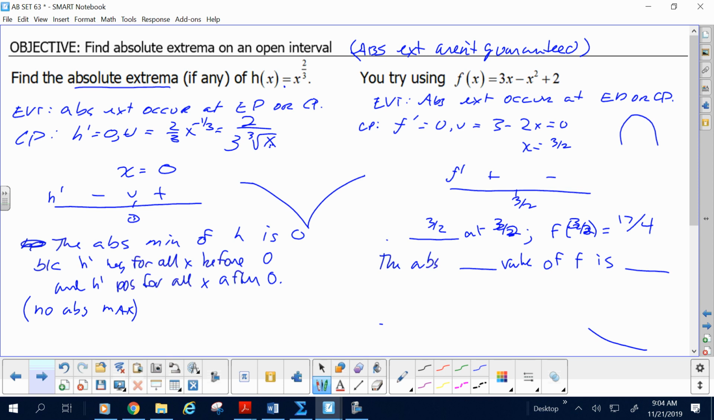Yes? Okay. The absolute max value, here's my conclusion. The absolute max value of f is 17 fourths because, why? f prime is positive for all x before 3/2. f prime is negative for all x after 3/2.